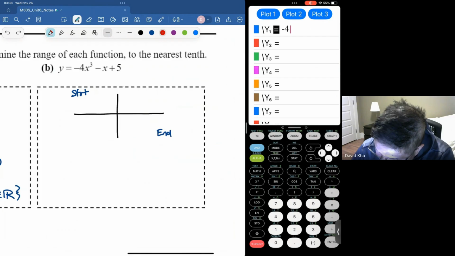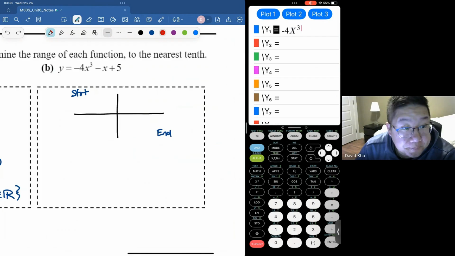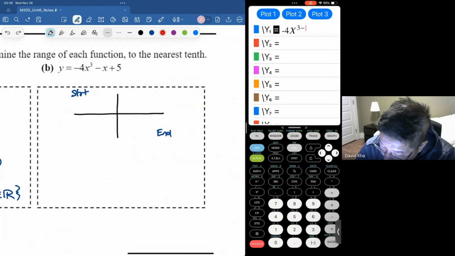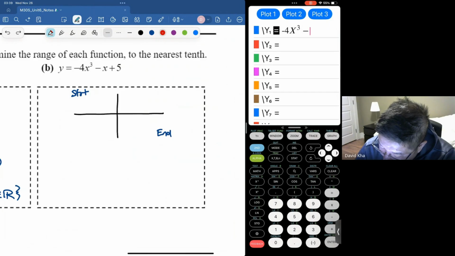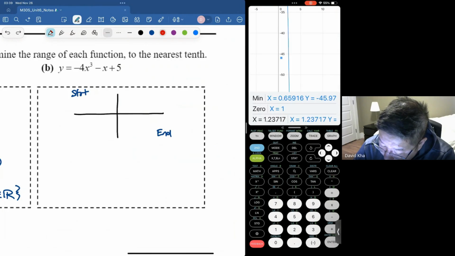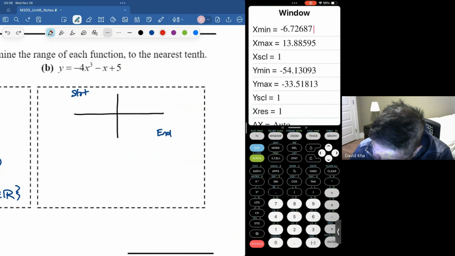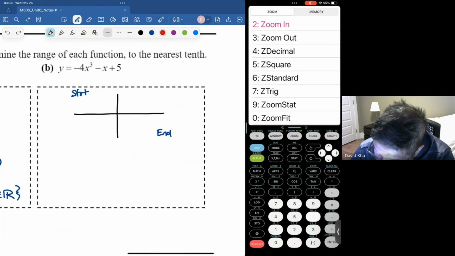Negative 4x to the power of 3 minus x plus 5 minus x plus, close. Oh, up. Minus x plus 5. There we go. Hit graph. You get this weird thing that doesn't look good. Let's go zoom, go standard view.